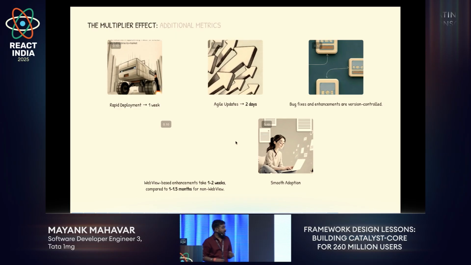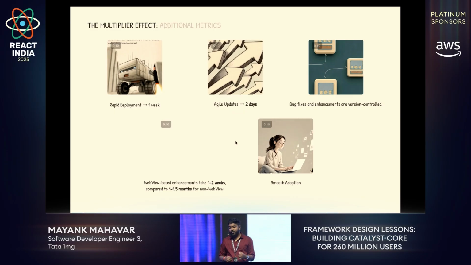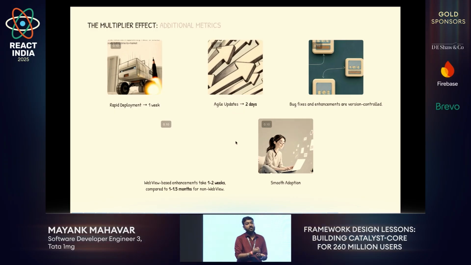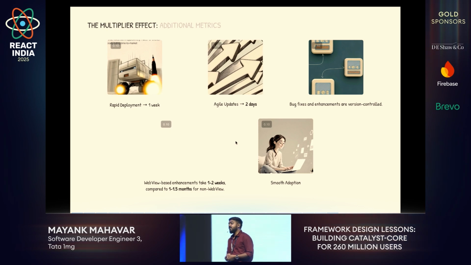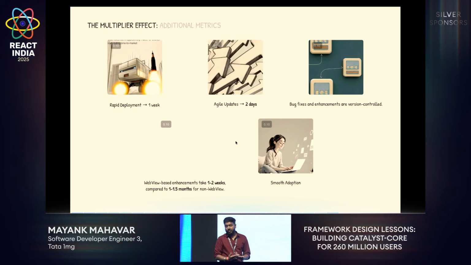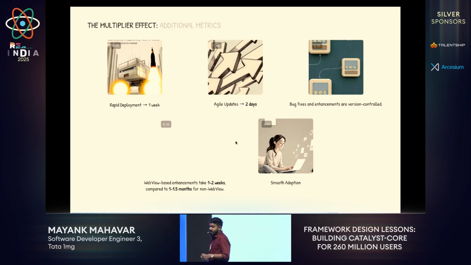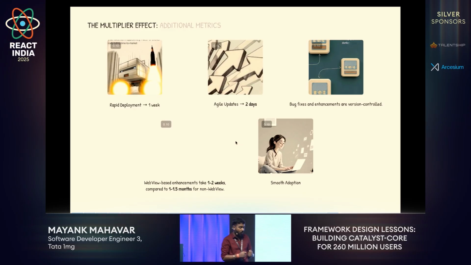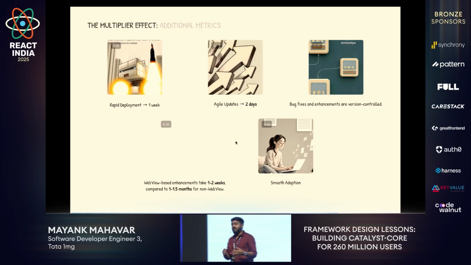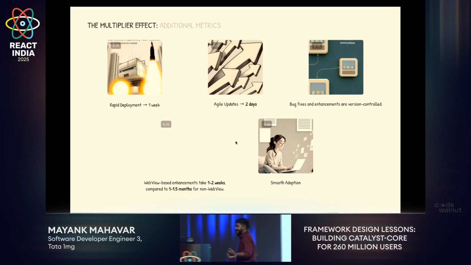Then we started asking about something called web view-based enhancements, like how much time it takes. We talked to the teams which were using this framework versus the teams which were not using this framework. The teams which were using it were able to do the enhancement within 1 to 2 weeks, whereas the teams who did not have their own team for each platform were able to do the enhancement in 1 to 1.5 months. That's what we came to know.